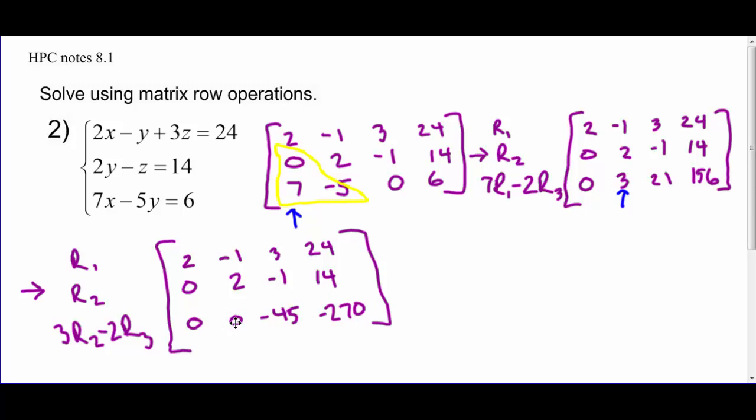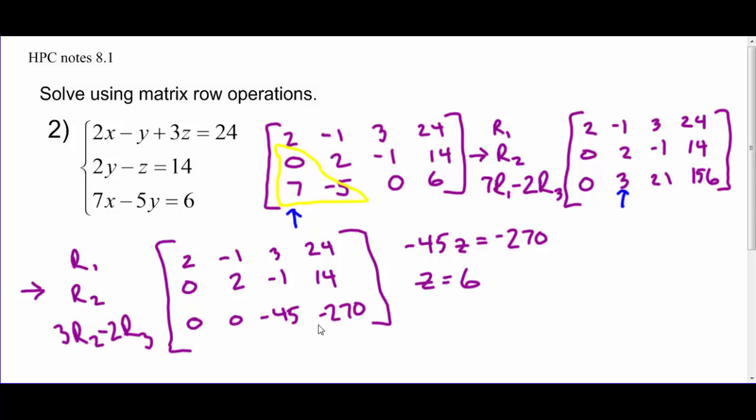This bottom row, 0, 0, negative 45, negative 270. There's an equation from that. Remember, this is x, this is y, this is z. This is on the other side of the equal sign. So what I know is that negative 45z is equal to negative 270. Some quick division tells me that z is equal to 6.